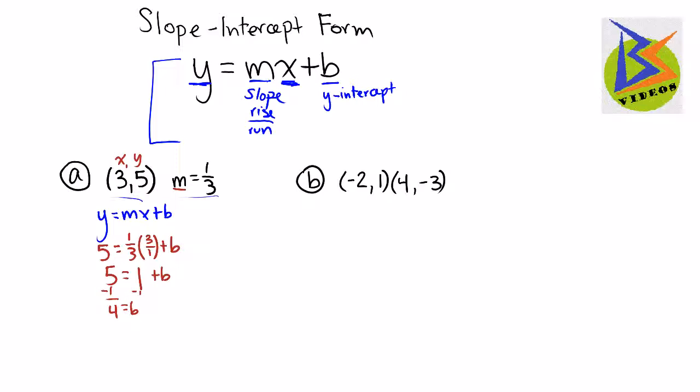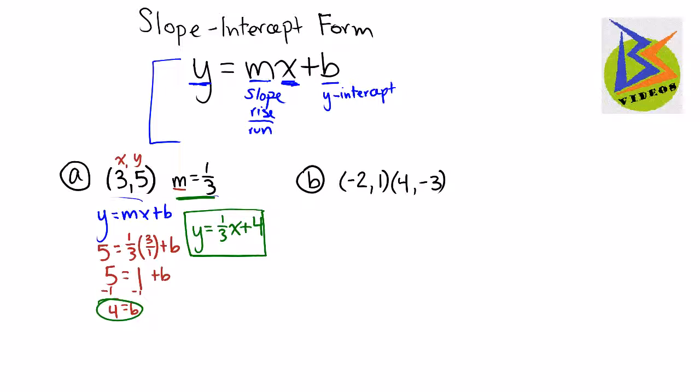So now in a general form of our equation, we can say y equals, and then we fill in what we have, this 1/3 x. As we mentioned before, the x and the y are just general points on the line, plus our y-intercept of 4.